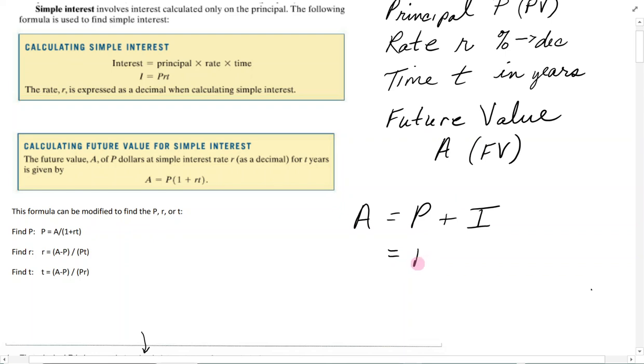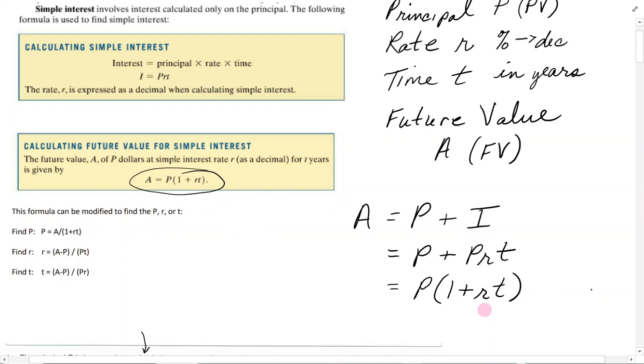Well, let's put in the formula for I. I is equal to PRT. Using a little bit of algebra, you see that there is a P in each one of those. So I will factor it out, and it's P times 1 plus R times T. You don't have to worry about generating that formula because here it is. I just wanted you to know where it comes from. That is the formula for future value.